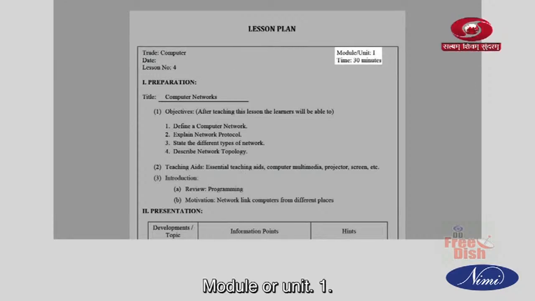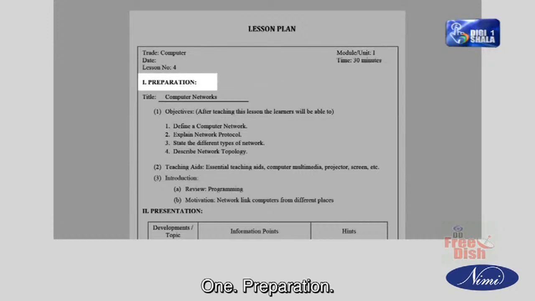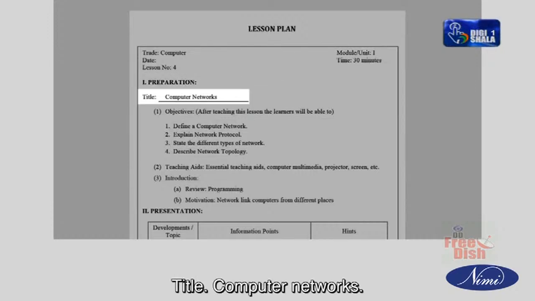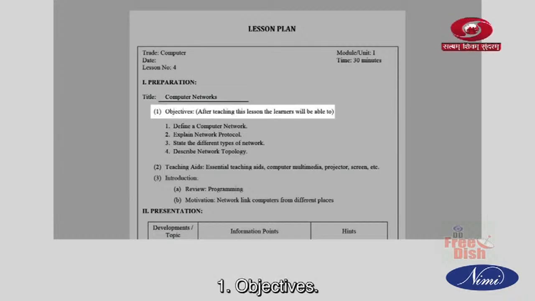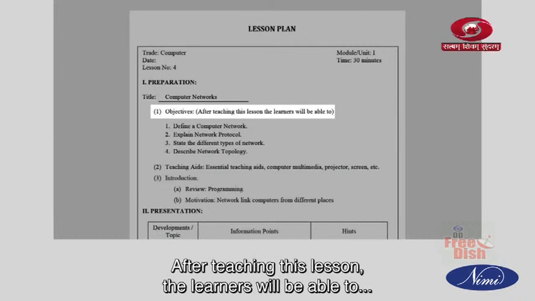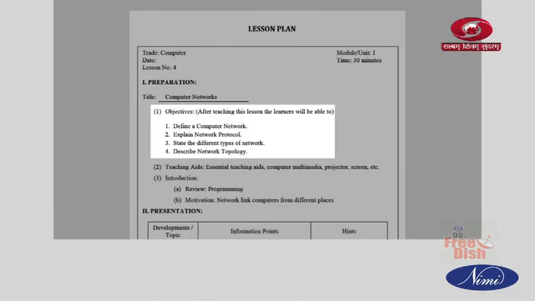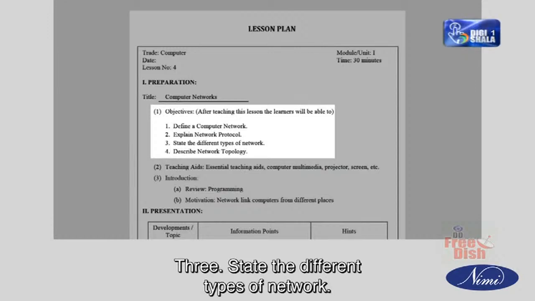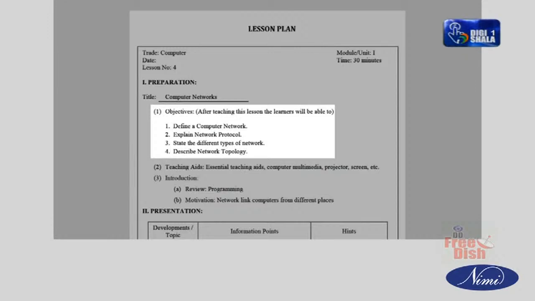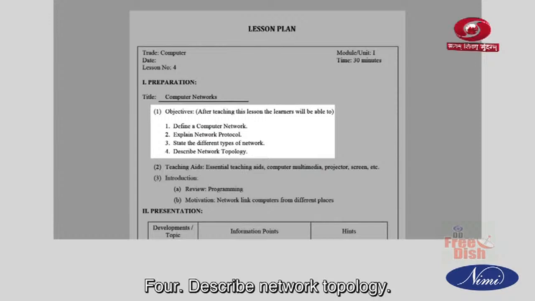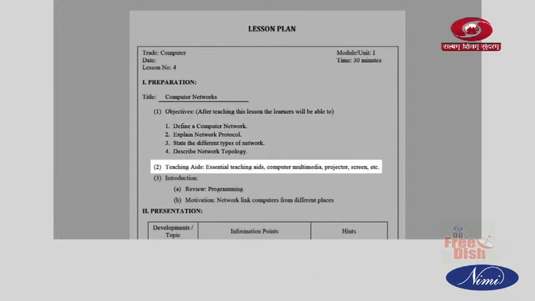Module or unit 1. Time 30 minutes. 1. Preparation. Title: Computer networks. 1. Objectives. After teaching this lesson, the learners will be able to: 1. Define a computer network. 2. Explain network protocol. 3. State the different types of network. 4. Describe network topology.